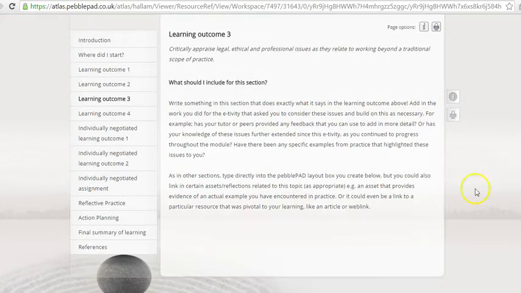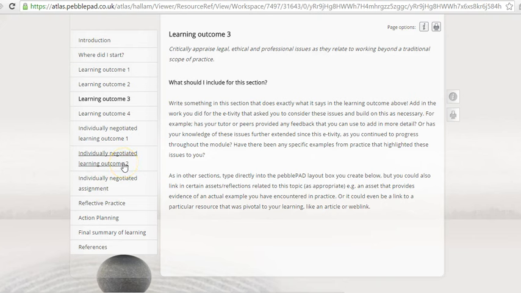Right, so if we move on to the next set of tabs down here, these really are around individually negotiated learning outcomes. Now, please don't be confused that there are 3 tabs again. The webfolio has been left for you to customise. If you want to, you can take one of these tabs out.